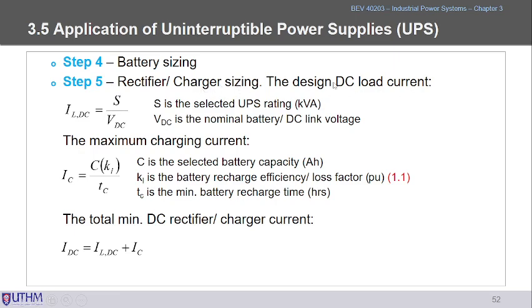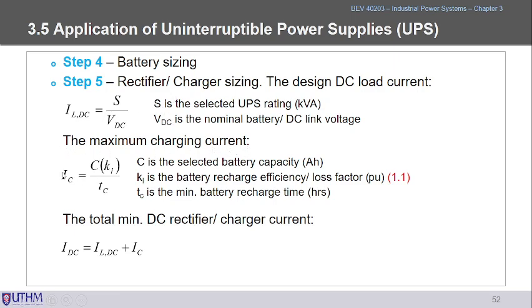Okay, so the design DC load current is defined as ILDC. This is the DC load current, which is equal to S divided by VDC. VDC is the nominal battery or the DC link voltage, and S is the UPS rating, how many kVA. So it's based on the previous. Just now we have the peak design power S, and the maximum charging current.